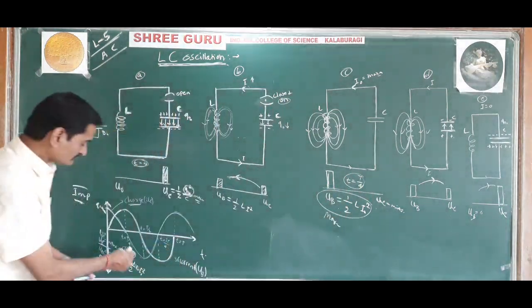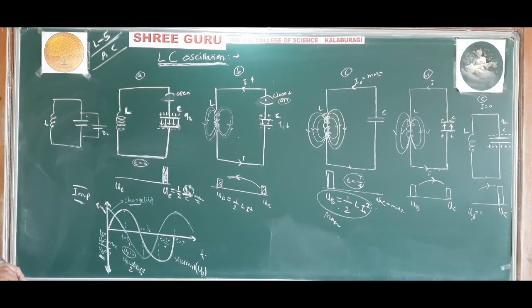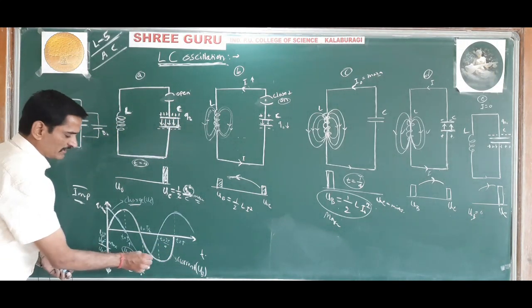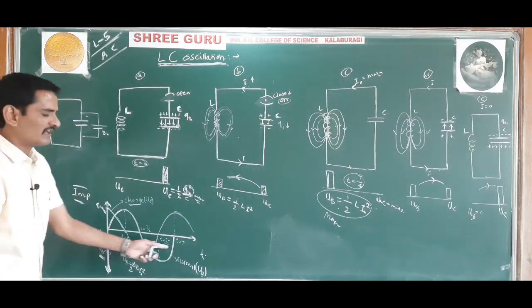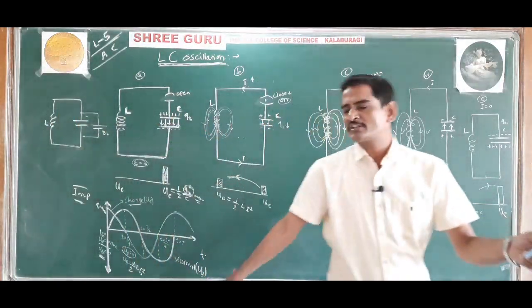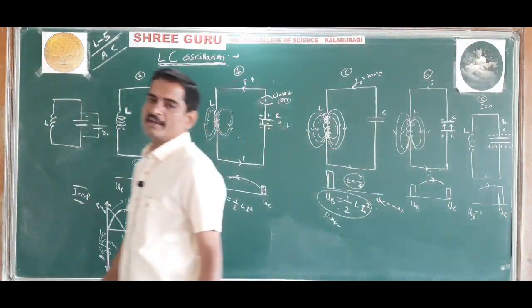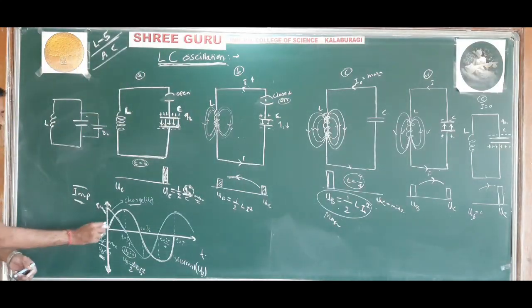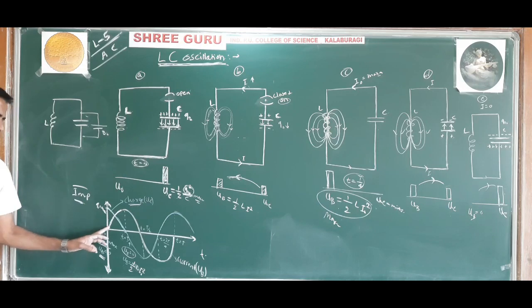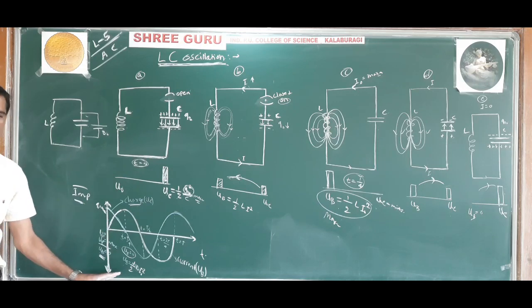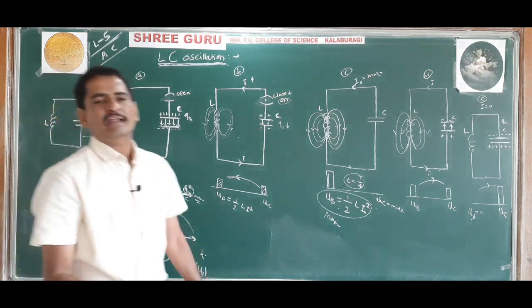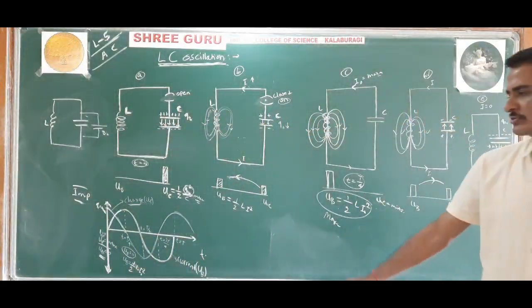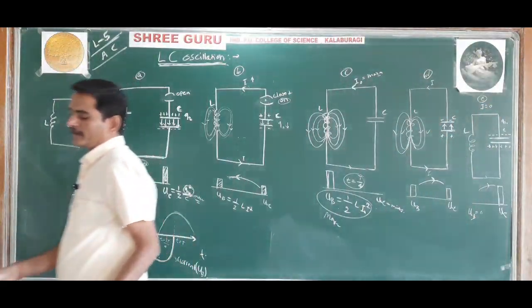So this graph shows at which instant the electrical energy will be maximum and at which instant the magnetic energy will be maximum. Understood? So by knowing this graph, you can understand the time at which electrical energy is minimum or the time at which magnetic energy is minimum. Understood? Okay. So in this LC circuit.